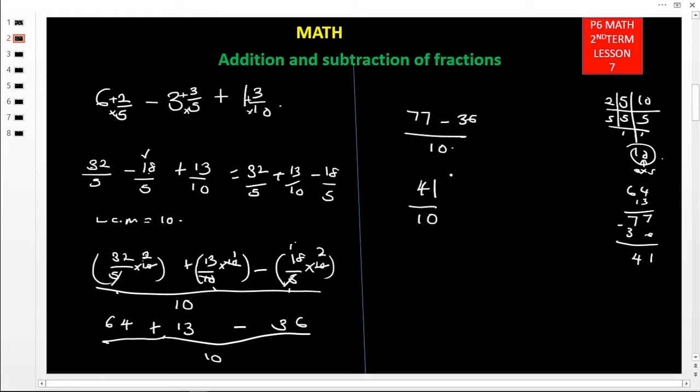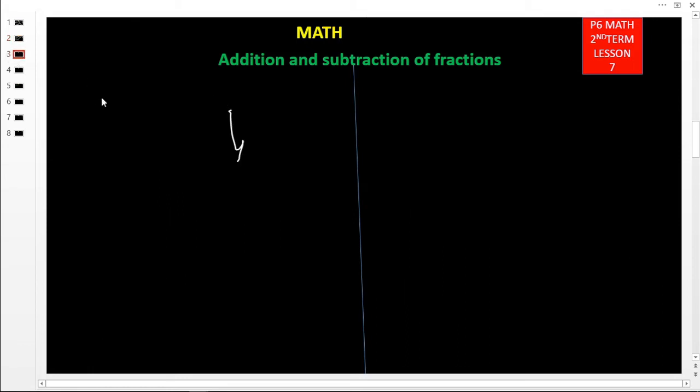Now what are you seeing here? We are seeing that this number we have obtained is an improper fraction, whereby the numerator is greater than the denominator. Therefore we reduce it to a mixed fraction by 10. How many tens are in 40? We get 4 tens, that is 40, remainder 1. So our final answer becomes 4 whole numbers and 1 out of 10. So that is our example number 2.